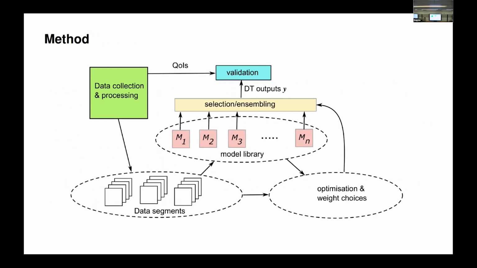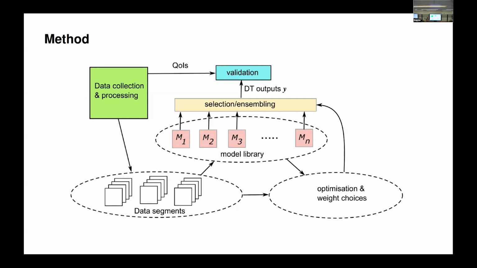So hopefully this picture might be a little bit more about what the method is. We're going to collect data and process it. Some of the data we're going to select out as our QOIs, but essentially we're going to segment the data and put it into a database. At the same time, we've got a model library. This suggests we've got lots of models, but actually in the example I'm showing, I've only got 3. These can be data-driven models or physics-based models.